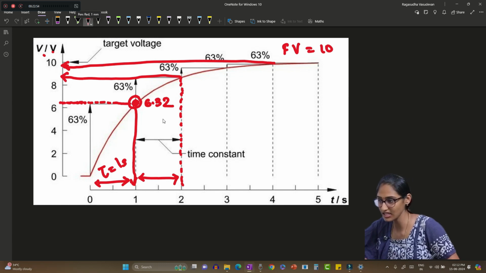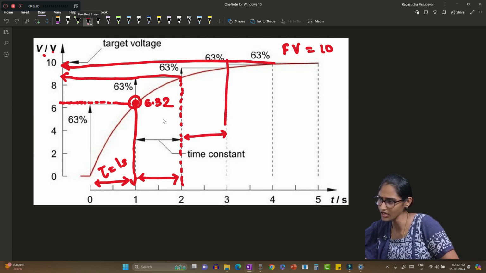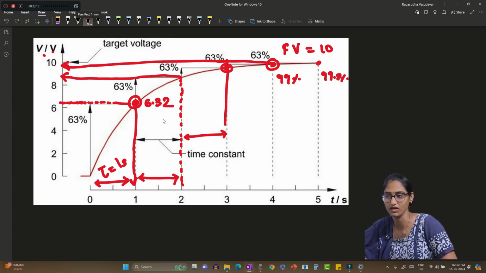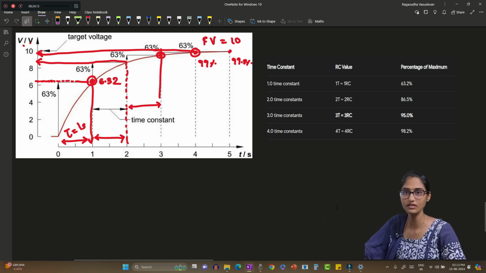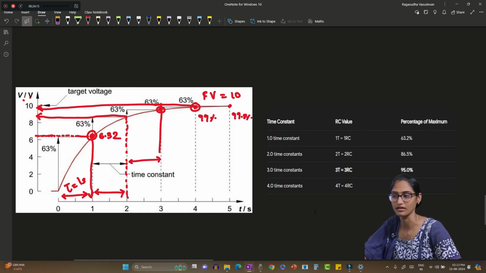And at the third time constant, it reaches really close to the output, but it's not the final value. At the fourth time constant, it is almost 99% of the final value. And at the fifth, it is somewhere around 99.8% of the final value, which we call the steady state. So from this, what do you understand?